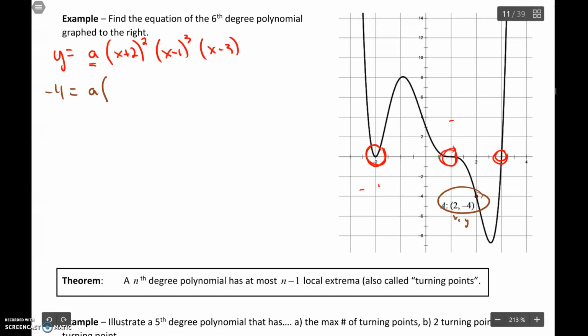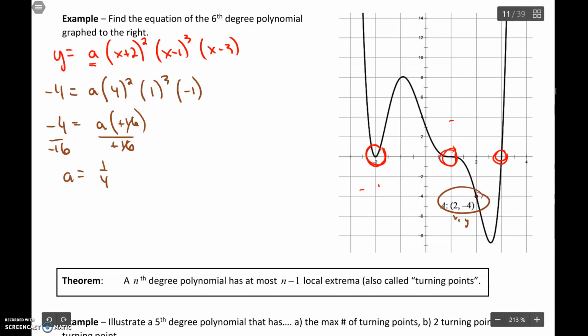-4. Plug in a 2 for x, that gives me 4 squared. Plug a 2 in for x, that gives me a 1 cubed. Plug a 2 in for x, that gives me a -1. So that's -1 times 16, I think. Divide by -16. So a is equal to 1/4. So my polynomial is 1/4 x plus 2 squared, x minus 1 cubed, x minus 3.